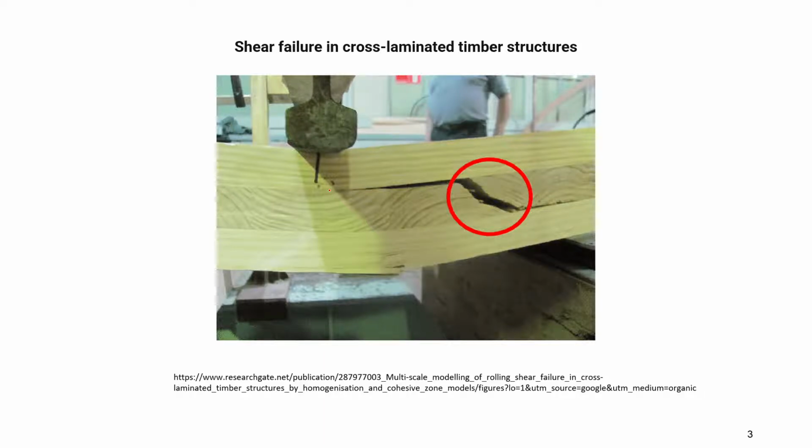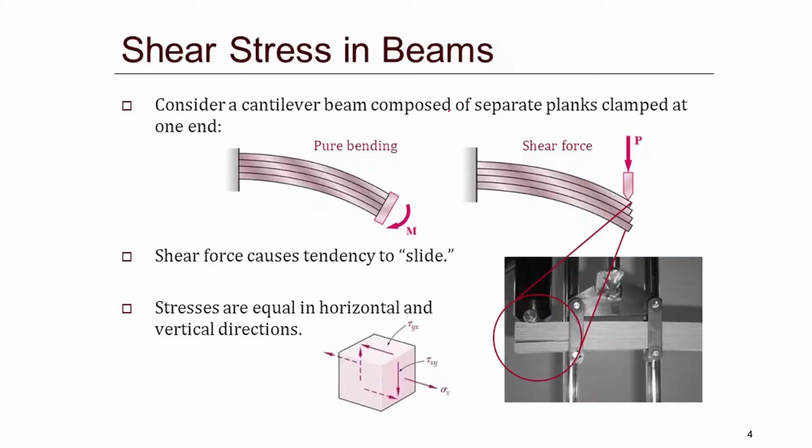In engineering materials, we normally see this type of failure called shear failure, particularly in these cross-laminate timber structures or multi-layered structures. It happens because essentially there's some shear stress generated at the interface and cause the failure of the materials. And in more general case, okay, we need to consider what happens for this type of beams. Let's look at the example more simply.